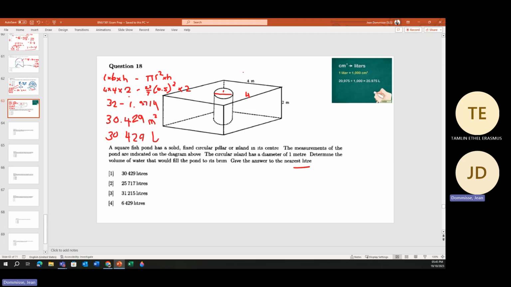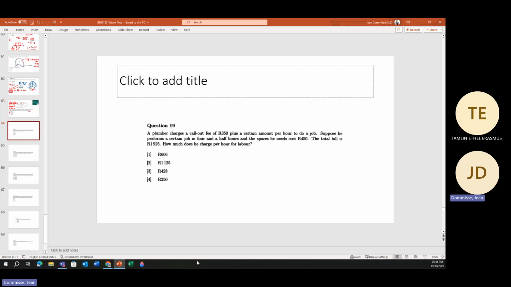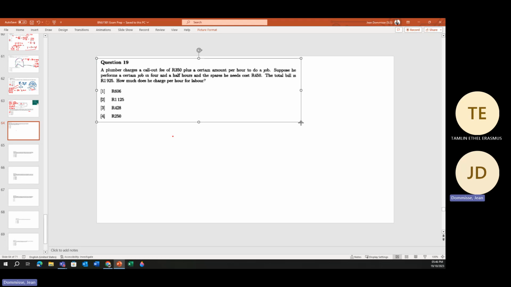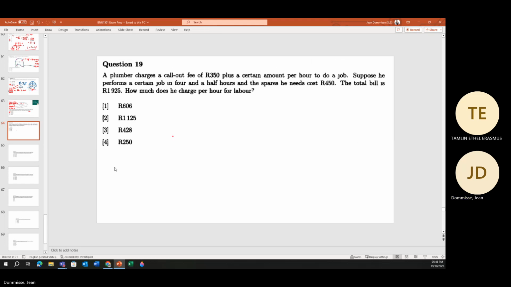Okay, so basically we looked at the full volume, subtracted the cylinder component, and then also we needed to make sure that we convert it to liters. Okay, so that is question 18 done. So you will get in your exam one on the circumference, one on area, and one to do with volume. Okay, so let's look at the next one.